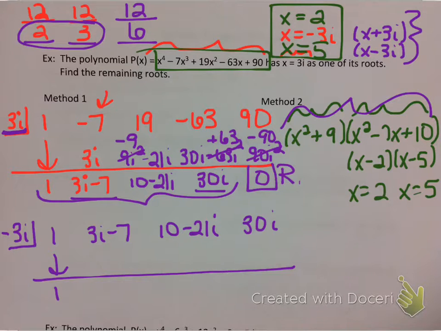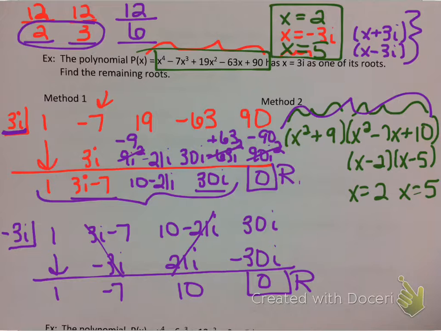Okay? So I carry the 1 down. Negative 3i times 1 is negative 3i. And when I add down, sure enough, the i's cancel and I just get negative 7. Multiply again, negative 3i times negative 7 is positive 21i. Add down, the i's cancel, and I'm just left with 10. And 10 times negative 3i is negative 30i, and so sure enough, there's my remainder of 0. And not just that, but there's this quadratic at the bottom, x squared minus 7x plus 10.